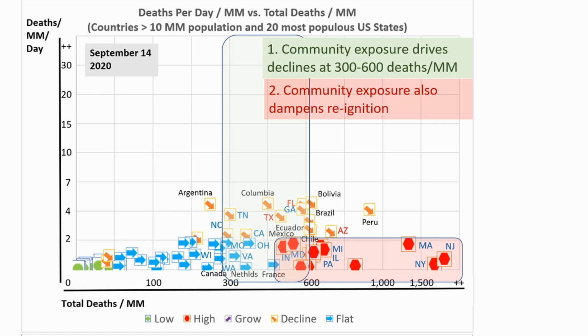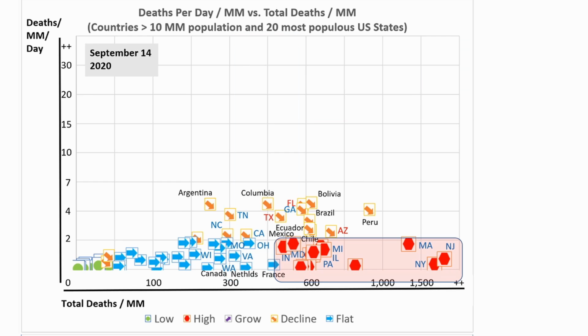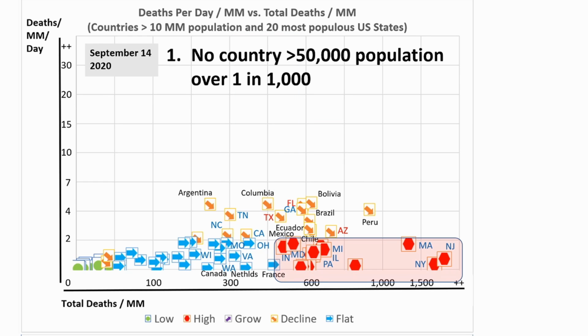So stepping back, community exposure is causing declines and limiting reignition. Due largely to this effect, no country with greater than a 50,000 person population has experienced 1 in 1,000 people dying. That includes countries with haphazard management of the epidemic, such as Brazil.